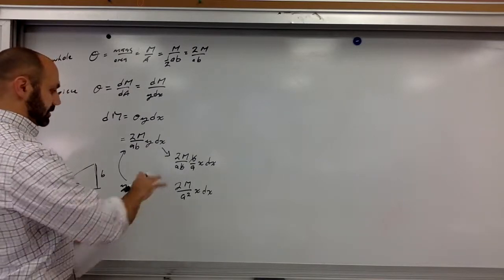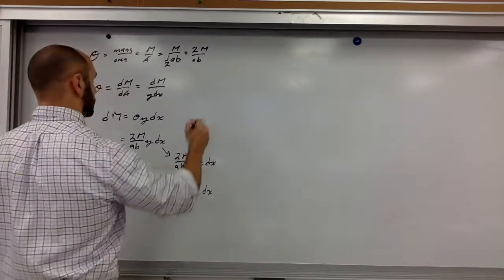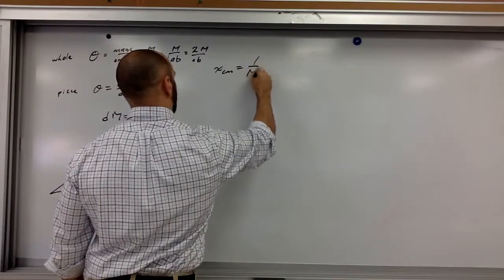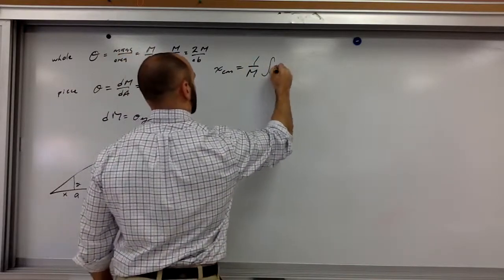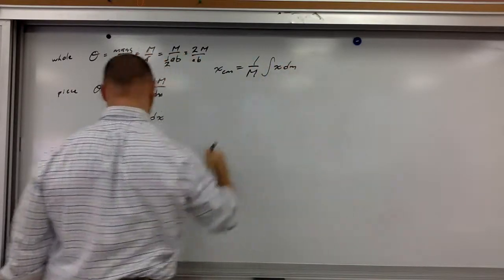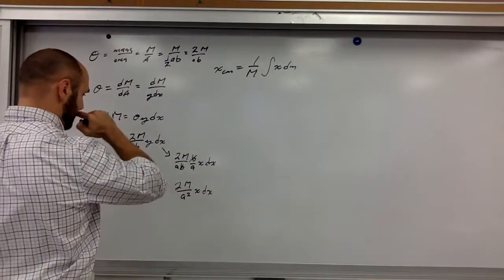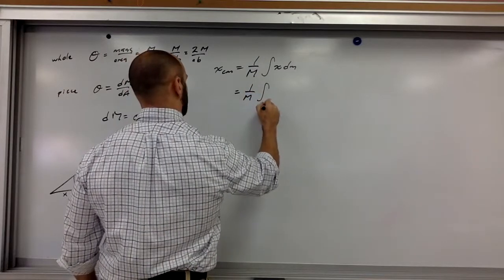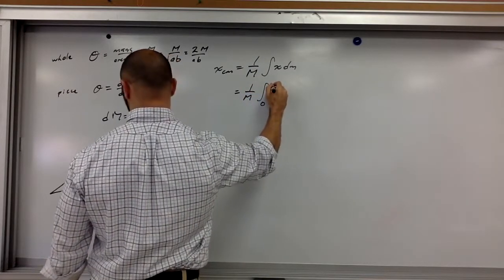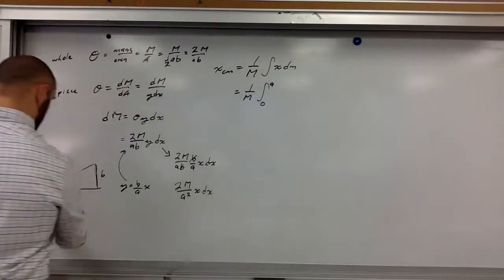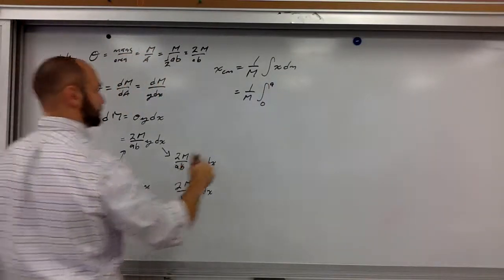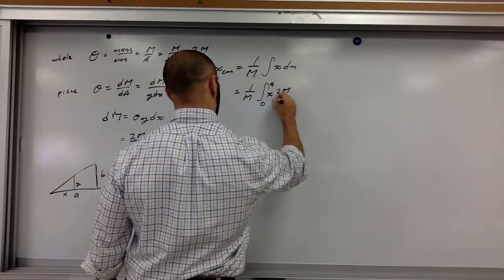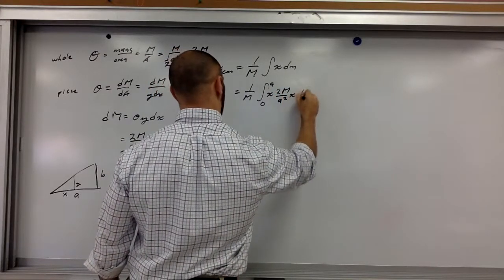So now I get to put all this into the function and find out. So the x center of mass, 1 over m, and then adding up x dm. But dm is this whole thing, right? So this is 1 over m from 0 to a. Right? I'm going from here all the way for the full length of the triangle. x times 2m over a squared x dx.